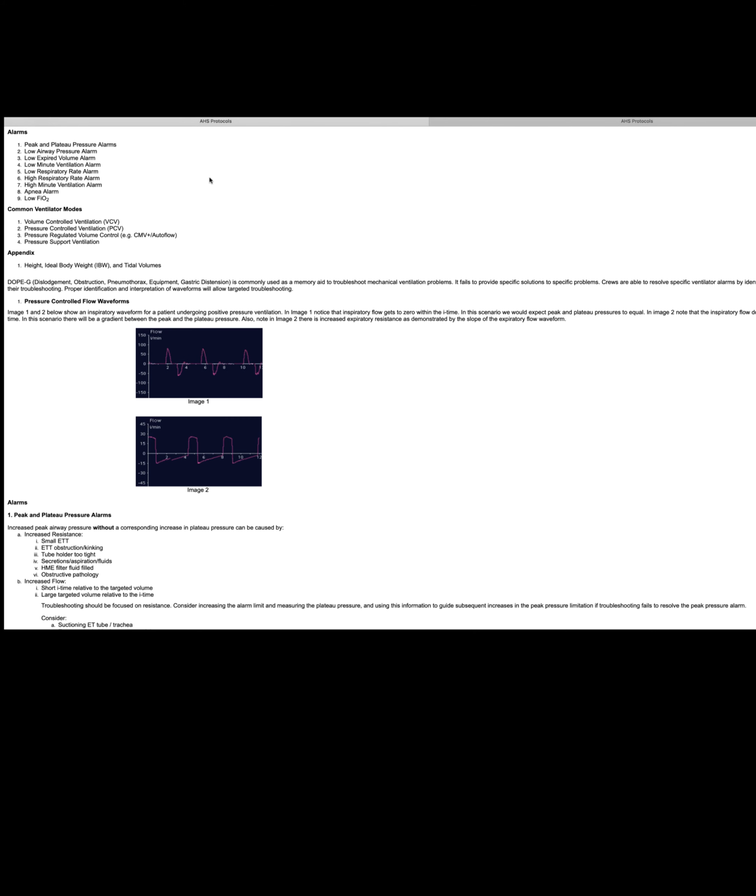This is the alarms, troubleshooting, and modes screen. If you went back to the main screen, these are some options. I just wanted to contrast these two inspiratory flow waveform patterns. There are two images here. Like we talked about earlier, the Hamilton T1 is a pressure-controlled ventilator. In this first image, the y-axis is flow in liters per minute, and the x-axis is time.